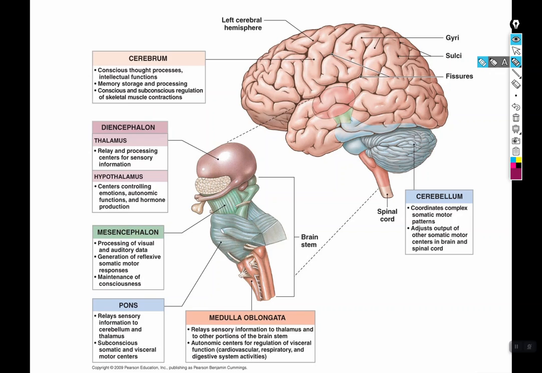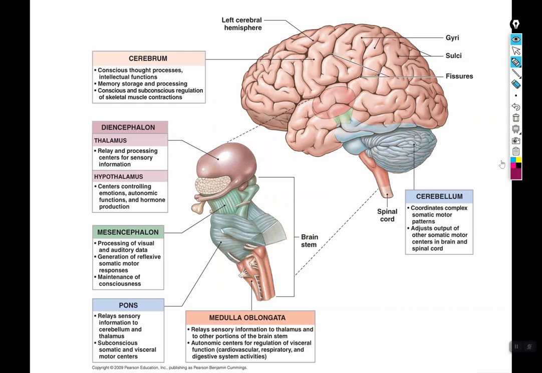So let's start with what features and structures and divisions are present in an adult brain, and then we will dial back the clock and go look at what all of this stuff in this picture used to look like, because it didn't always look like this.